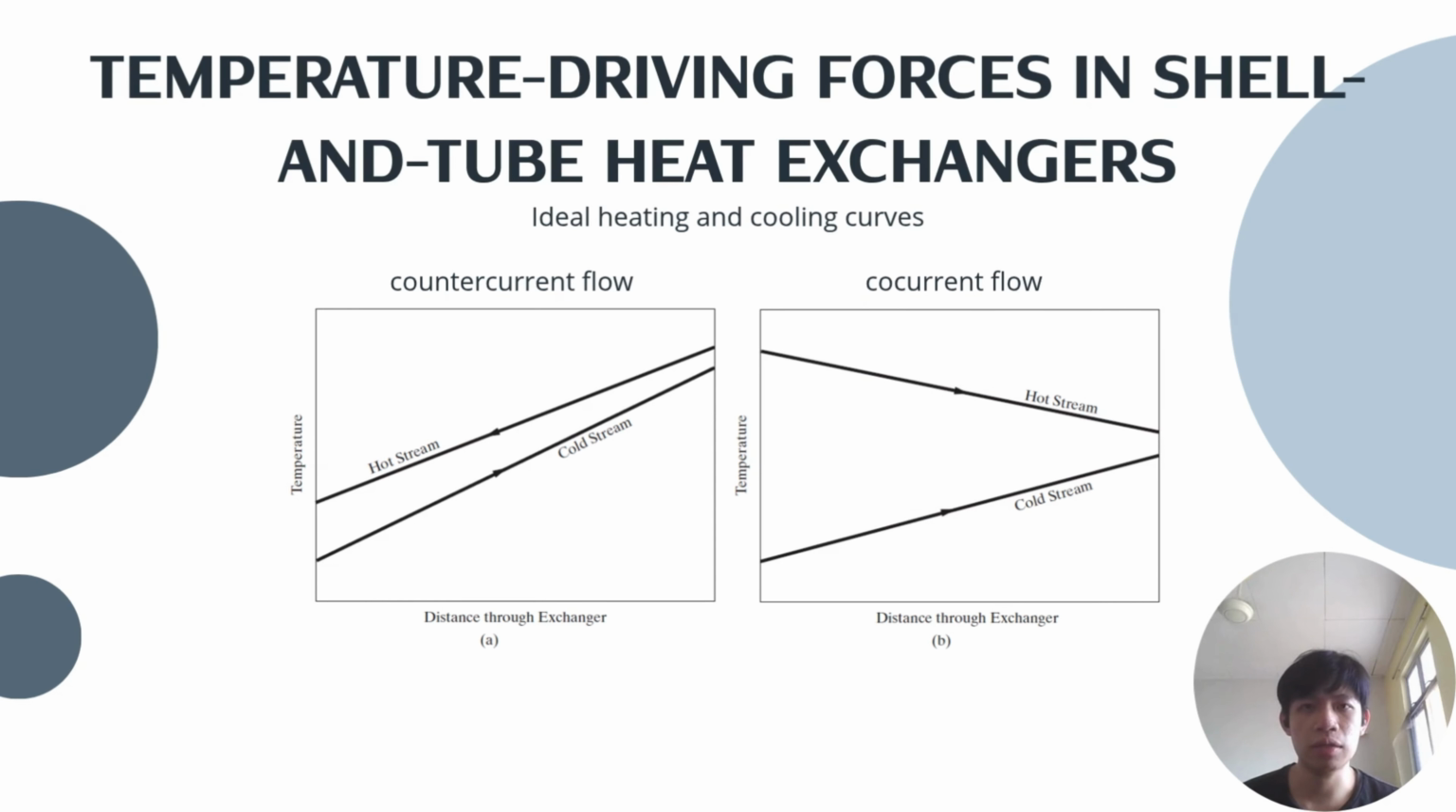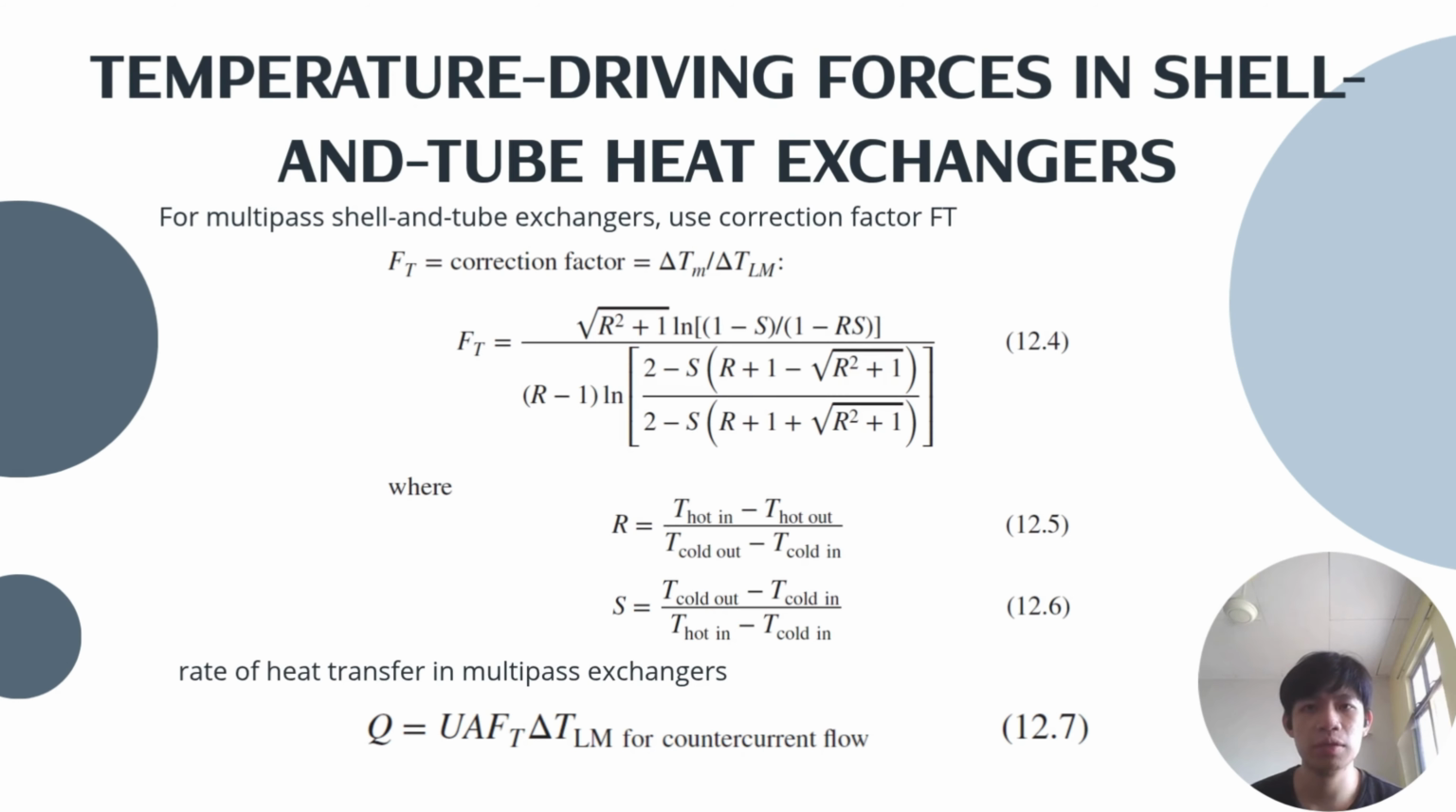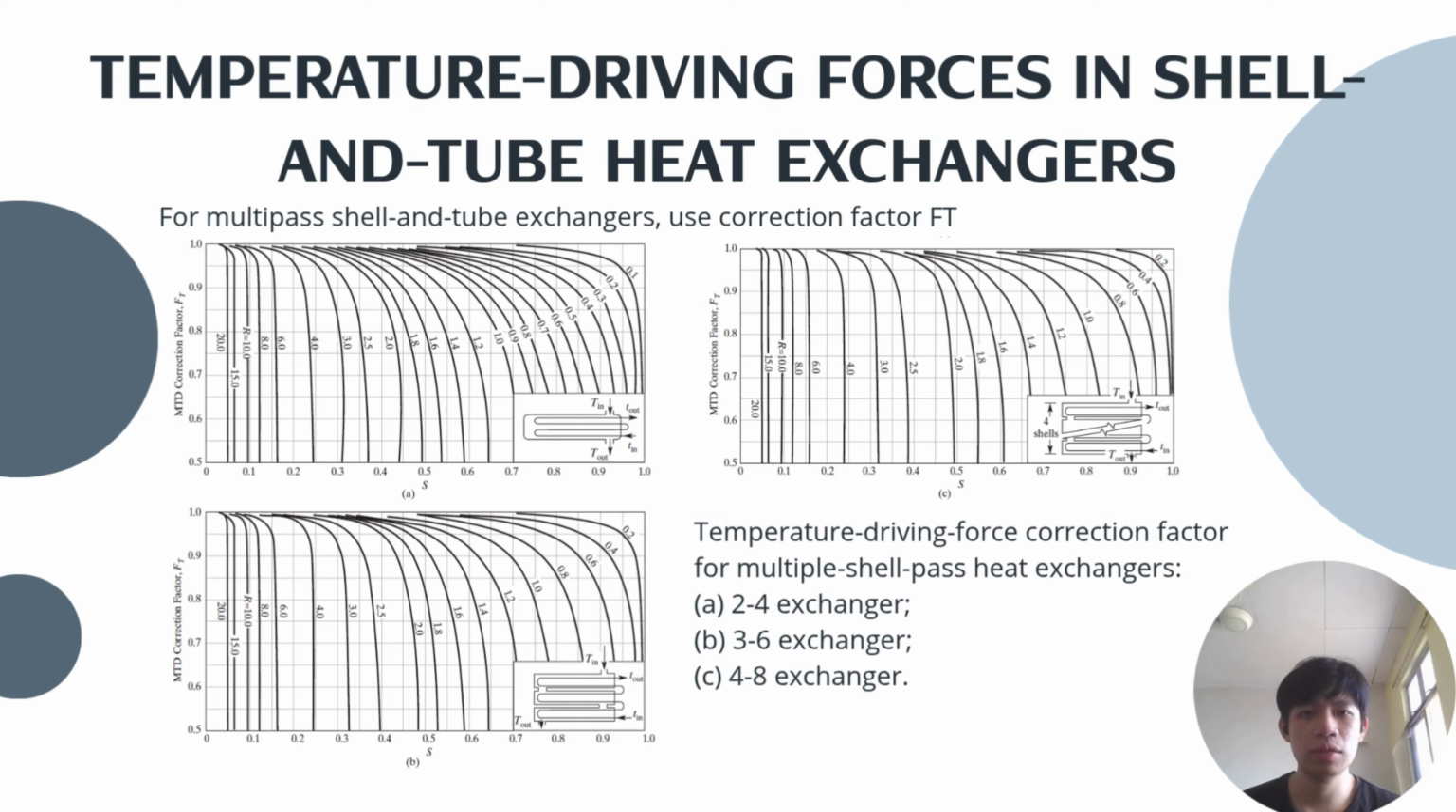This is the ideal heating and cooling curve for countercurrent flow and co-current flow. For multi-pass shell and tube exchangers, we need to use a correction factor Ft. The equation is as follows. And then we can obtain the new rate of heat transfer in multi-pass exchangers. This is the graph of temperature driving force correction factor for different multiple shell pass heat exchangers.